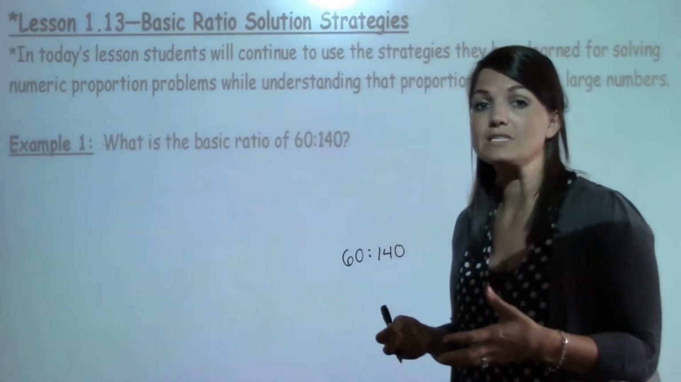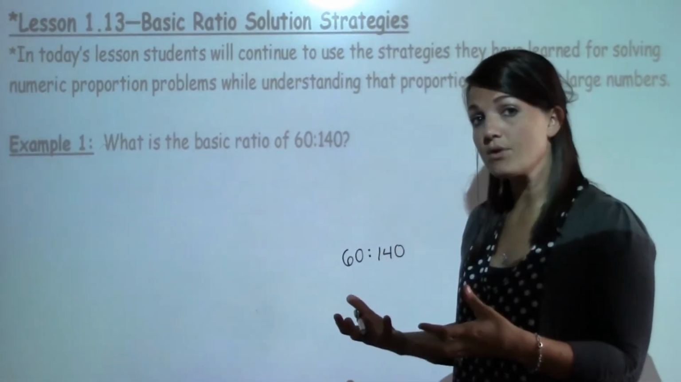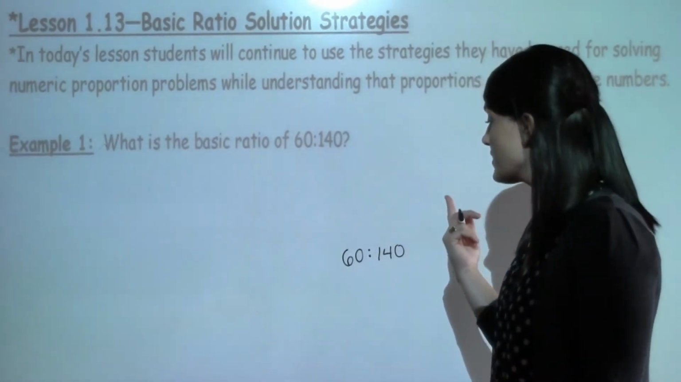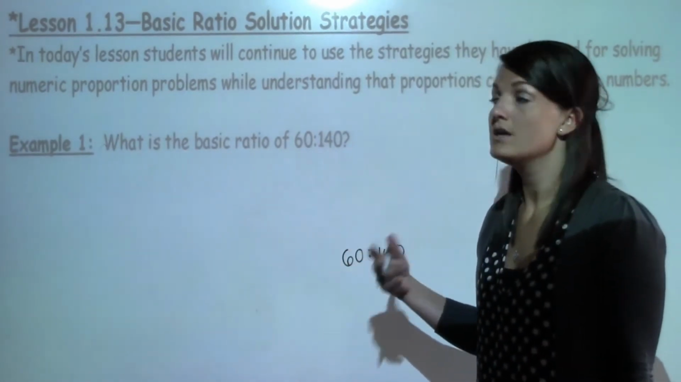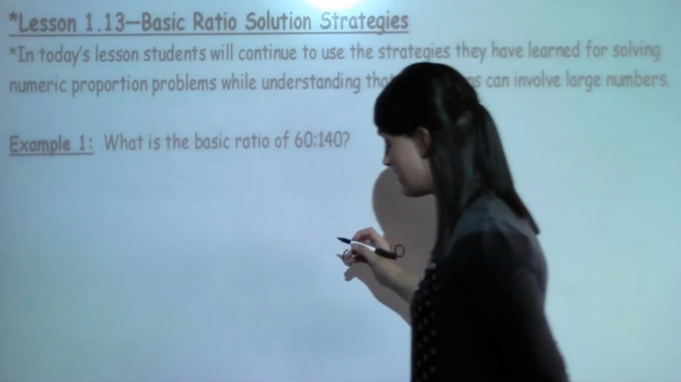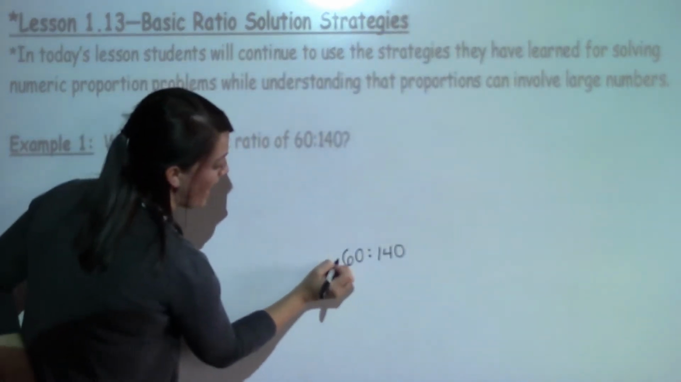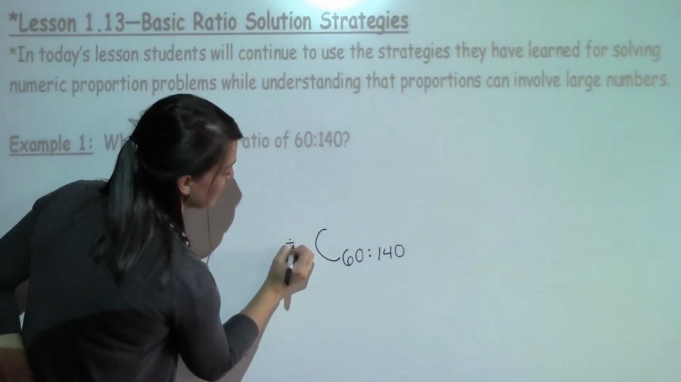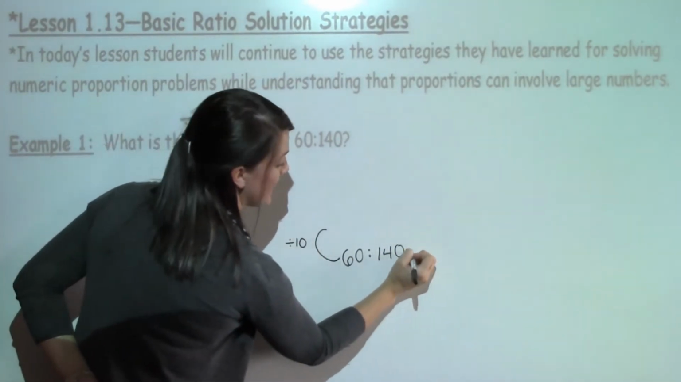We do encourage the students to find the largest number that the two numbers have in common so they don't have as many division steps. So I'm going to go ahead and divide by 10 because that's the largest number that I can think of that they have in common. So I'm going to make this smaller by dividing by 10 on both sides.